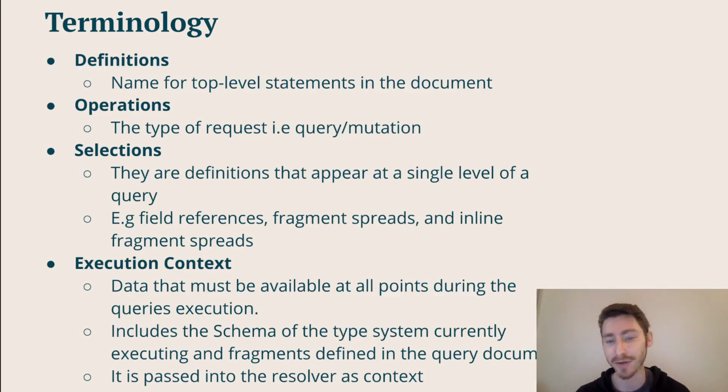Then there's execution context, which is data that must be available at all points during the query's execution. This includes the schema of the type system currently executing and fragments defined in the query document. It is passed into the resolver as context, and it's commonly used to represent an authenticated user or request-specific cache.